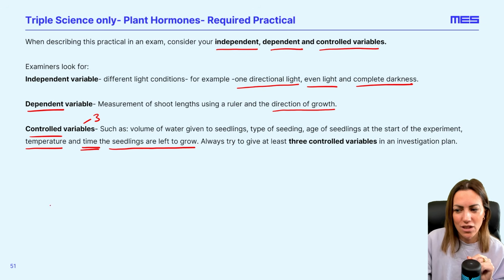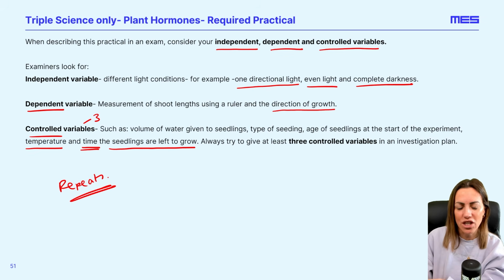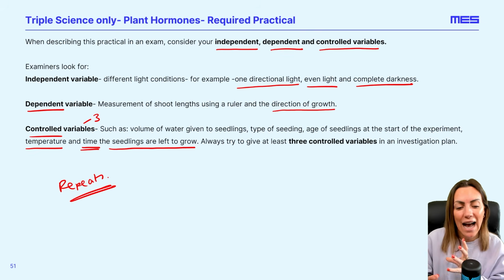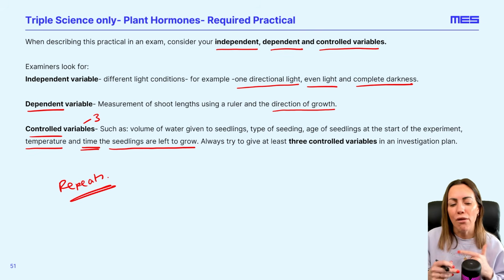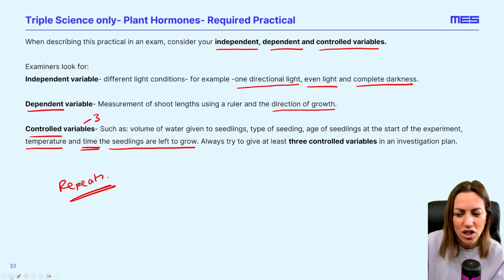The other thing actually that's not on there is repeats, because we say IV, DV, CV, repeats. Remember that, I've said it so many times. But don't just do this with one seedling. I think we had 10 seedlings in each condition, because then what that enables you to do is to get reliable data, because you could measure the before height and the after height of all 10 seedlings in each condition, and then you could work out the mean increase in length. Always better. The more repeats, the better. So 10 seedlings in each condition would be a really good suggestion for this practical.